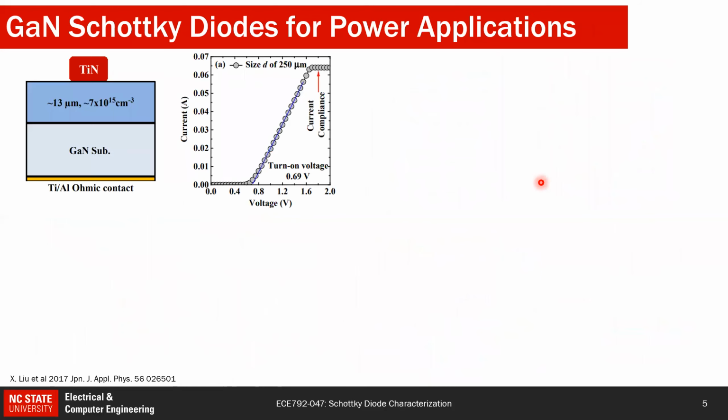People have also done Schottky diode fabrication on pure GaN-on-GaN material, and here is one example where they made a contact on GaN grown via HVPE on a GaN substrate. Here is a room temperature IV that they did, and from that they extracted the turn-on voltage, which is around 0.69, and at higher voltages the current reaches compliance.